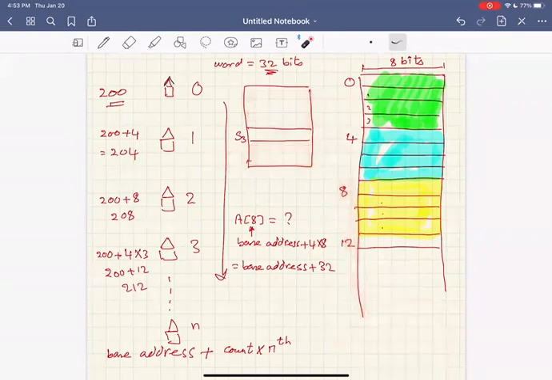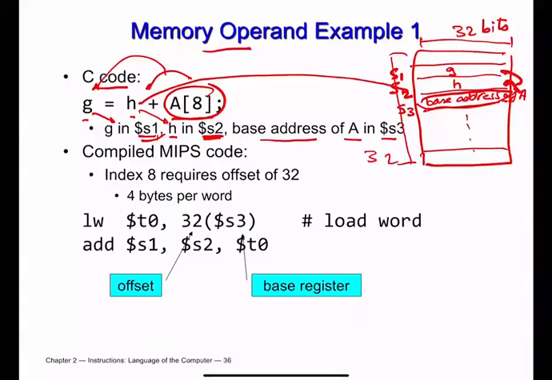So now we understand the concept, but then how will I be able to write the assembly? This is what we'll see now. So we arrived at A of 8, and we know that this A of 8 is 32 locations away from my base address, which is in S3, and this is how the assembly will write that.